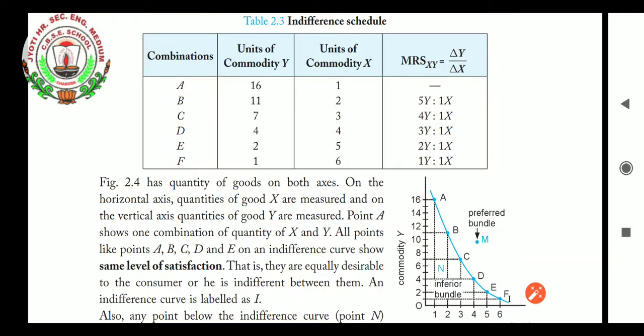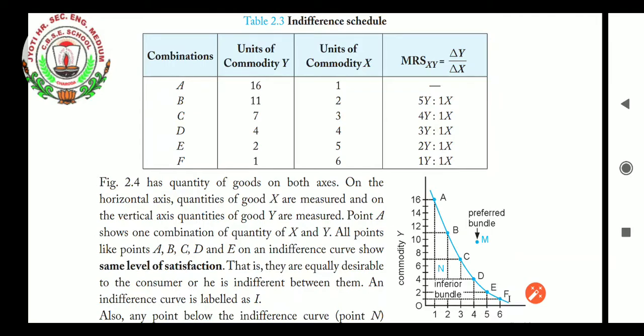Combinations, you can see A, B, C, D, E, F. Units of commodity Y you can see 16, and commodity X is 1. You can see equally the same level of satisfaction from these combinations of Y and X.